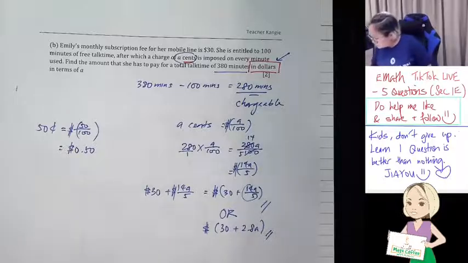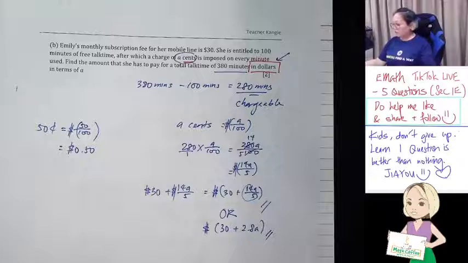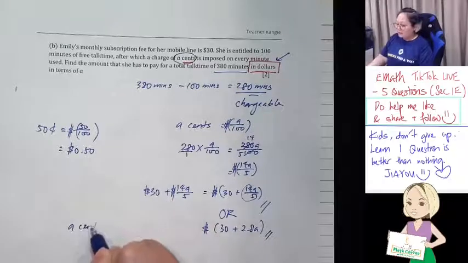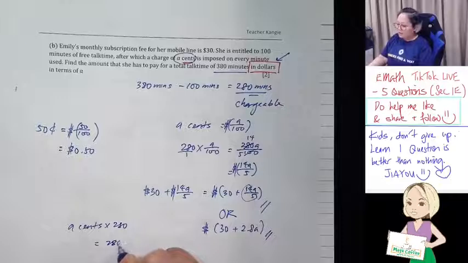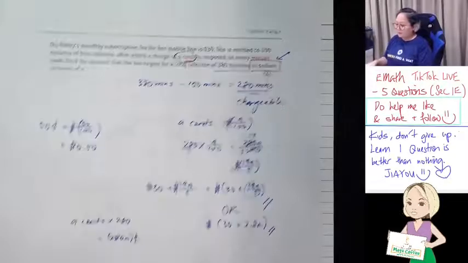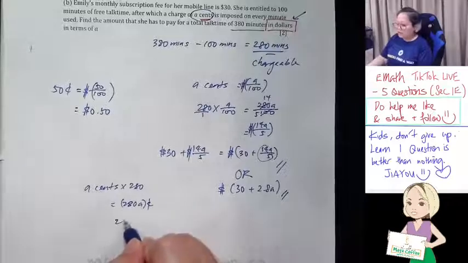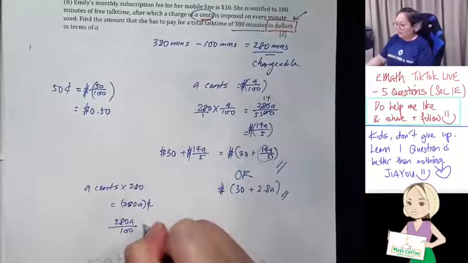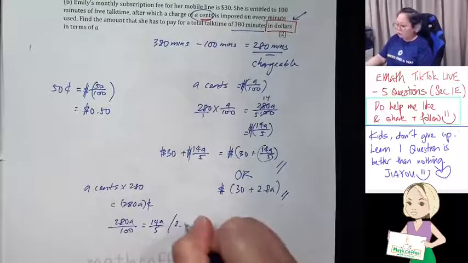Let me see. So just now someone asked, can I do it in cents and then after that I change it to dollar? Can. You see, A cents, if I multiply it by 280, I get 280A cents, correct? Now to change this to dollar, I also just take 280A over 100. It's the same thing, and I will still get 14 over 5A, or 2.8A. It's the same.